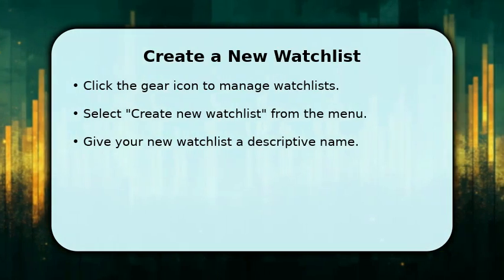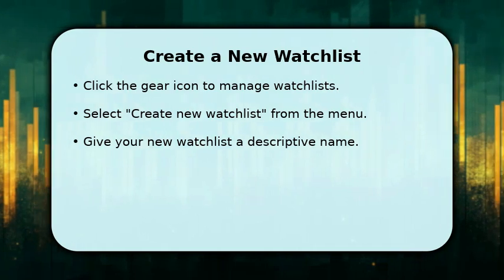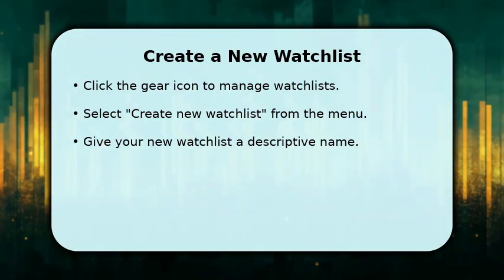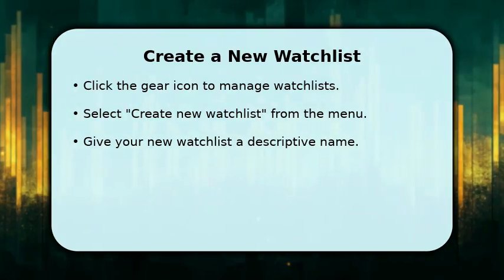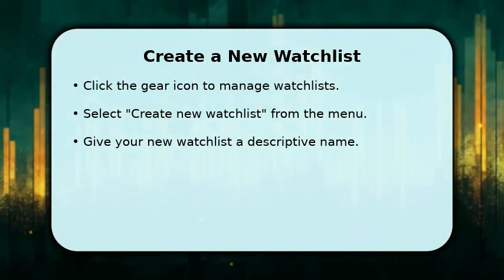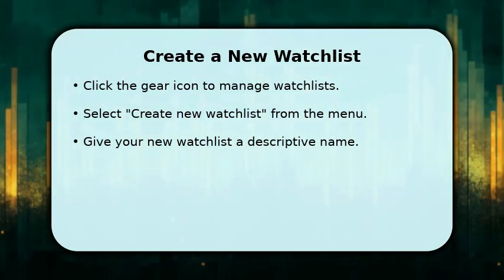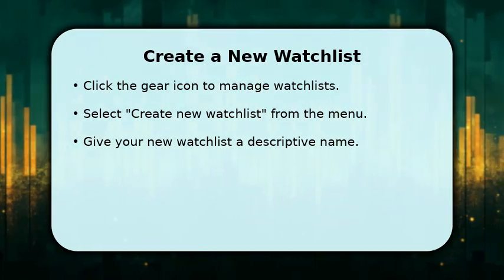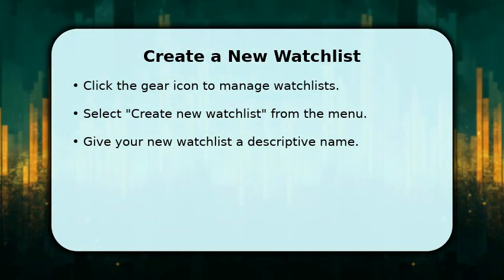To create a brand new watch list, click the small gear icon located at the top right of the Watchlist gadget. A drop-down menu will appear. Choose the option that says Create New Watch List. A pop-up window will then prompt you to enter a name for your list. Make sure it's something clear and easy to remember, like tech stocks or dividend plays. This helps keep your trading organized.